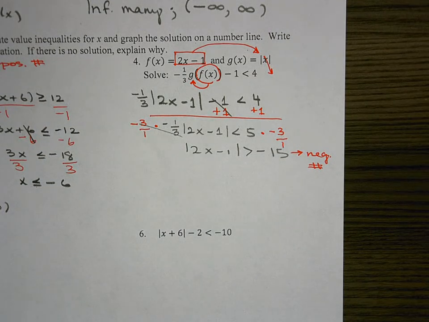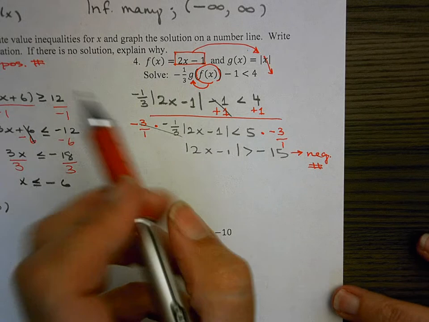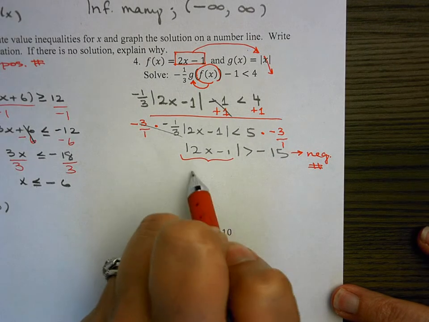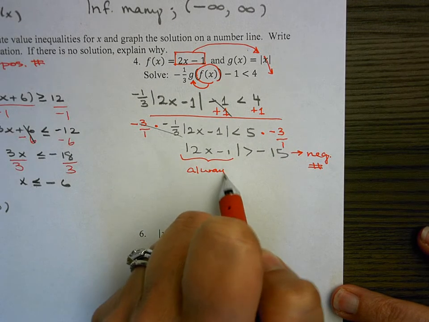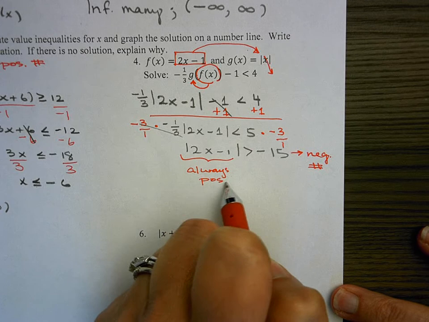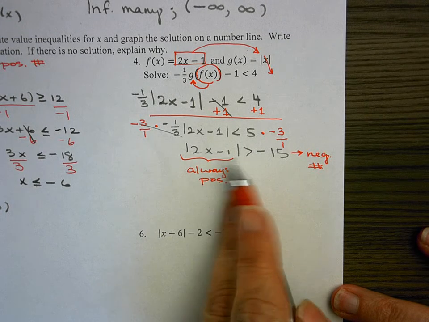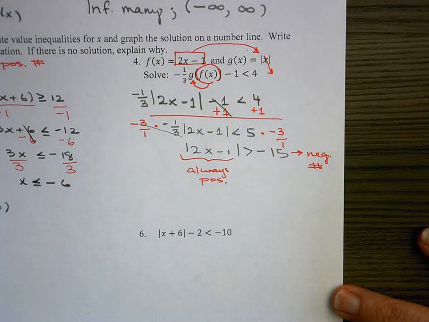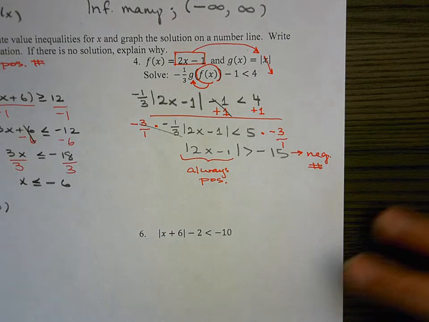So this right here is always going to be positive because it's absolute value, right? So what positive numbers out there are going to be greater than -15? Well, that would be all of them, right? So there's going to be infinitely many solutions.